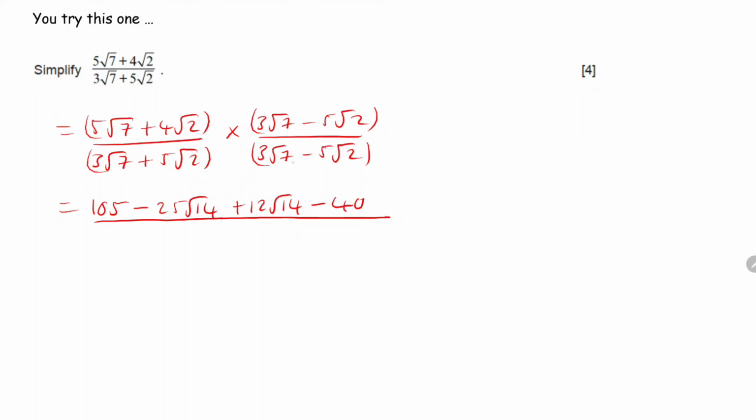Bottom, 3 root 7 times 3 root 7. So that's going to give us 3 times 3, which is 9. 9 times 7, so that's going to give us 63. Outers, so 3 root 7 times minus 5 root 2. It's going to give us minus 15 root 14.